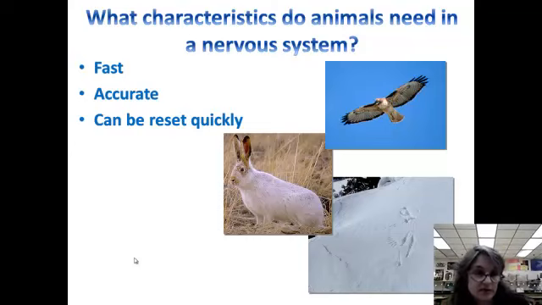Once a neuron, for example, has fired to help you catch the bunny, or if you're the bunny, maybe to help you evade being caught, you want to be able to set up that nervous system again so that you can continually respond to stimulus, and it's not just one time and you're done. So neurons meet all of those qualifications.